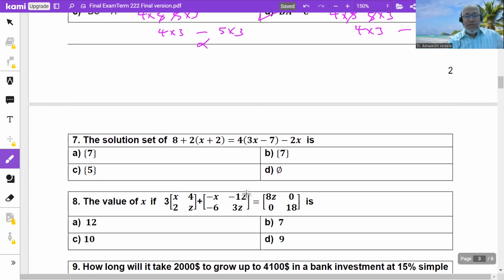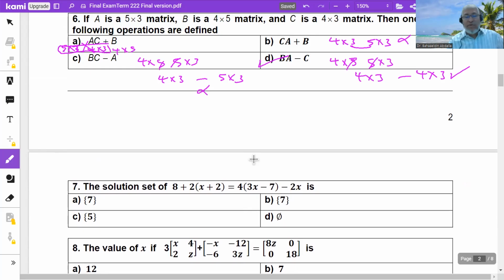The solution set of this equation is, let us solve the equation. Okay, so 8 plus 2 times x plus 2 times 2 is 4. On the other side, 4 times 3x, 12x. 4 times negative 7, that's negative 28 minus 2x. Okay, so I have here 2x plus 8 plus 4 is 12. And on the other side, I have 12x minus 2x, that's 10x minus 28.